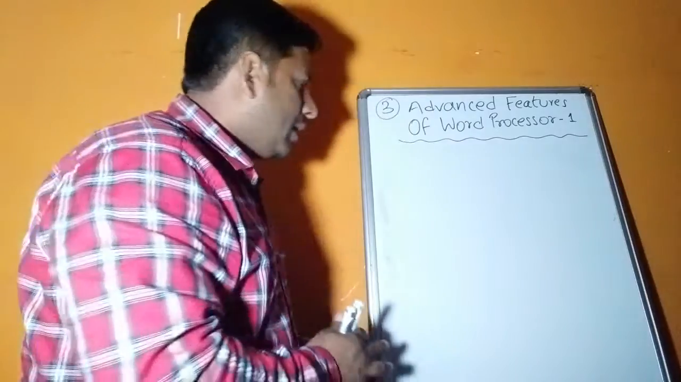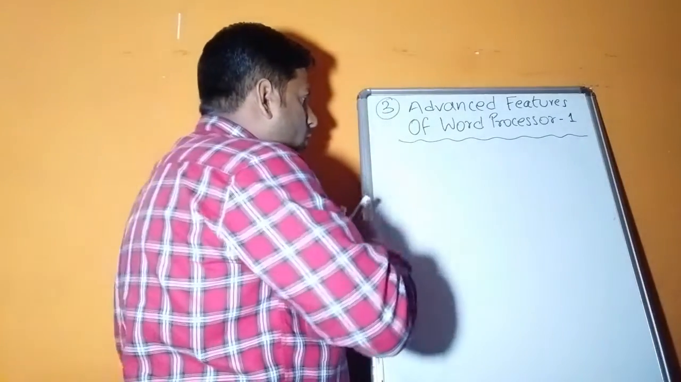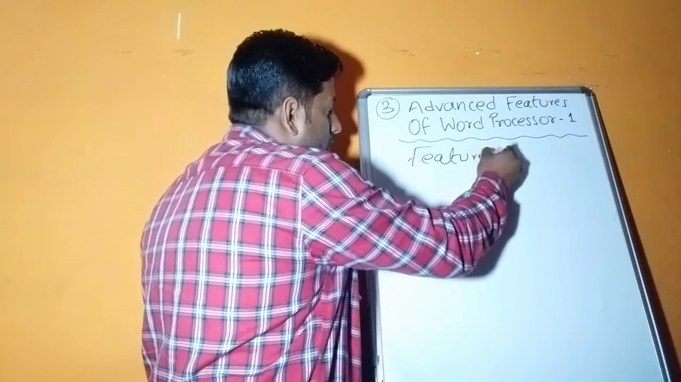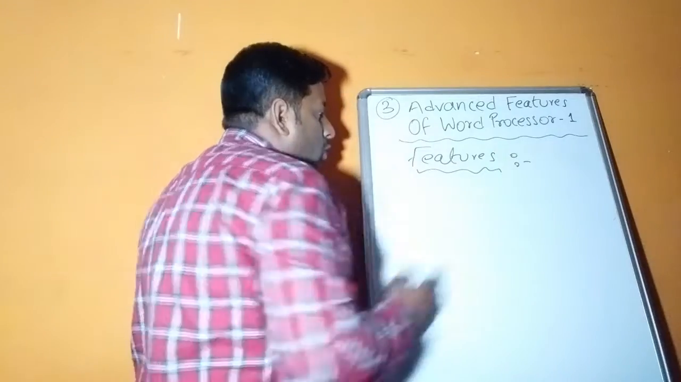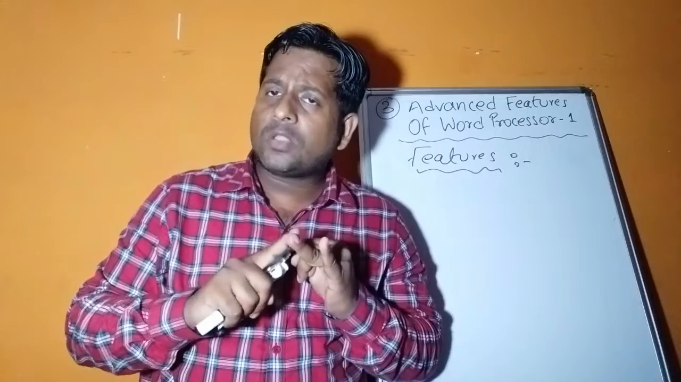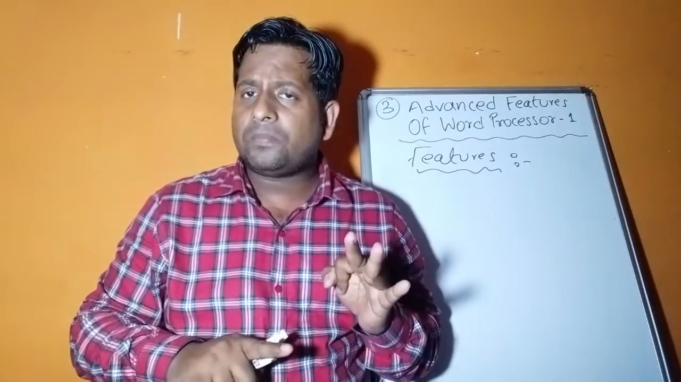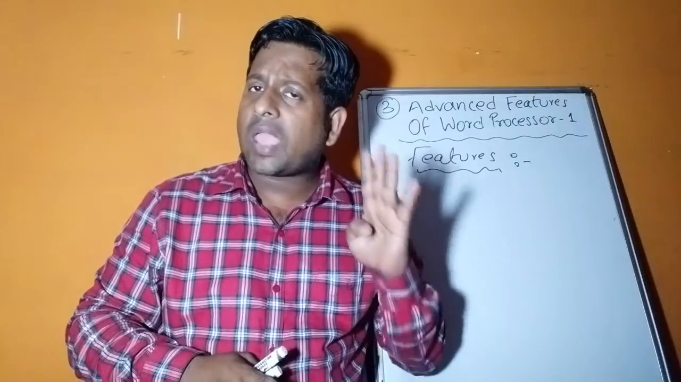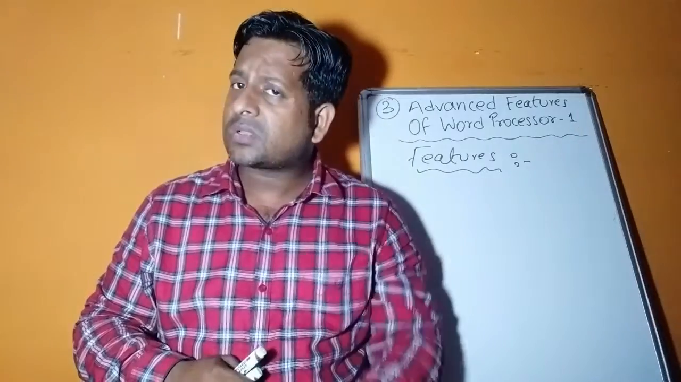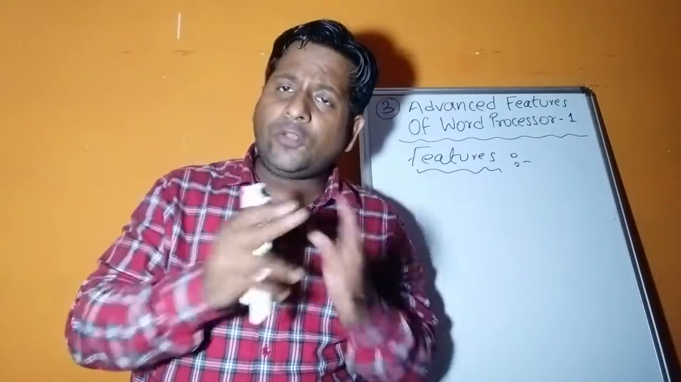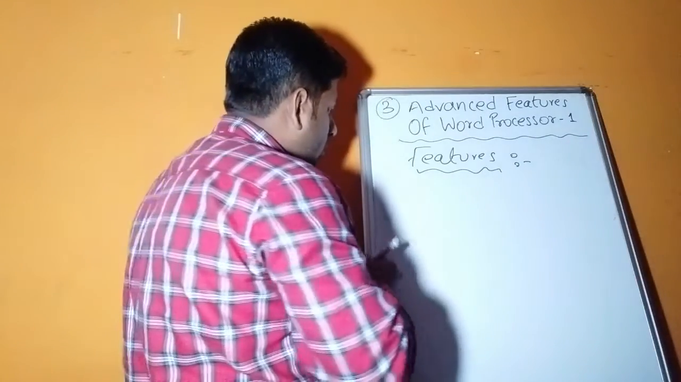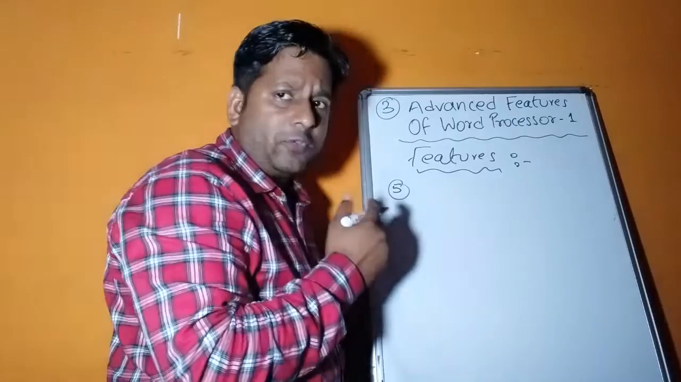So, children, I'm just continuing that part. We have learned the first feature, format painter. Second, superscript and subscript. Third, shadow effect. Fourth, header and footer. This fourth part we learned in the previous class. So today we'll be learning the fifth feature. See this, point number 5.